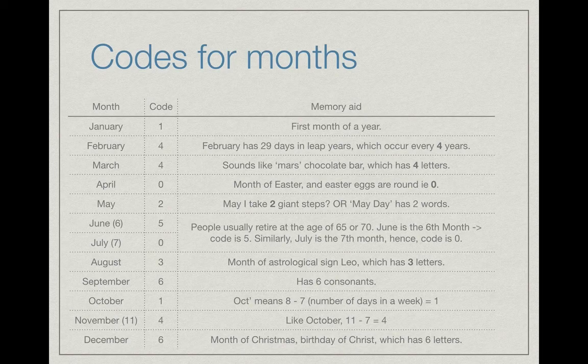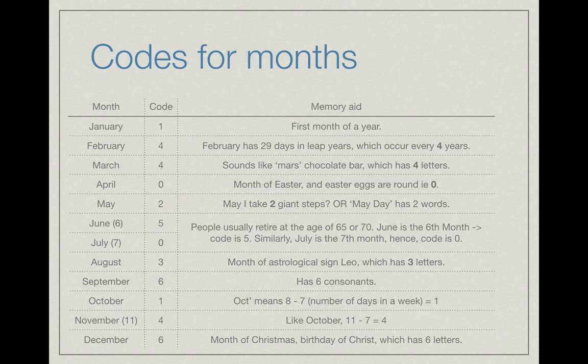So June and July will go together. So June is the 6th month, and July is the 7th, right? So people usually retire at the age of 65 or 70. So 65, the 6th is June, and the code is 5. So 65, 5th is the code for it. And same for July as well. So 70, 7th is July, the code is 0, right? See, August is the month of astrological sign Leo. So I have a couple of friends who are Leo, so I remember it that way.